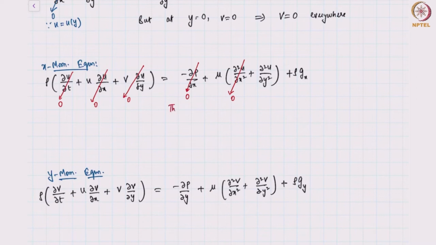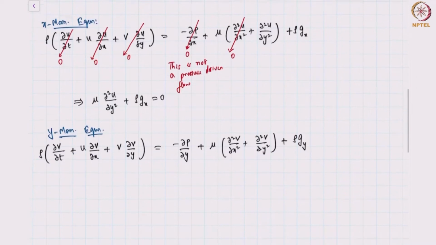So this is not a pressure driven flow in the conventional sense. Okay, and therefore the equation just simplifies to mu del square u by del y square plus rho times gx is 0. We'll return to this equation in a bit.